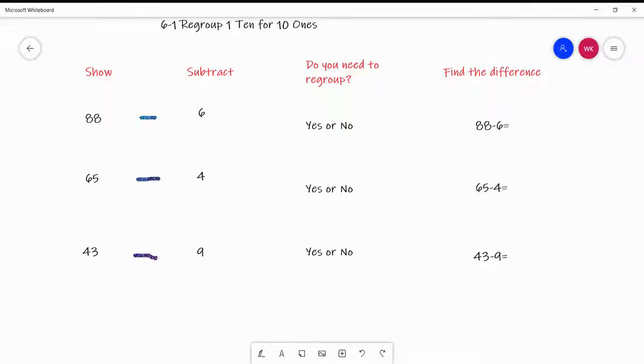Hello, second grade. We are starting a new chapter, 6. So we are going to go over our first lesson in chapter 6, which is 6-1, Regroup 1 ten for 10 ones.